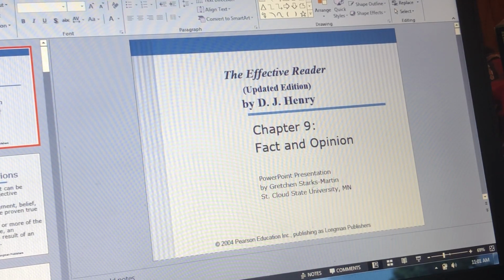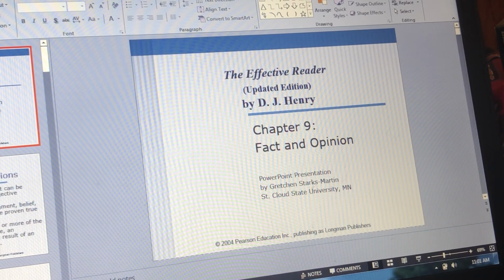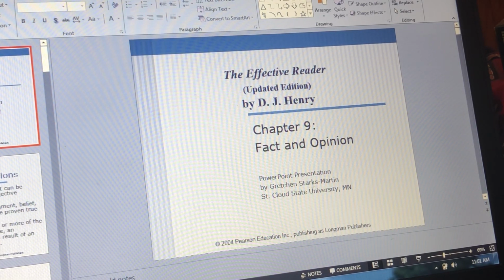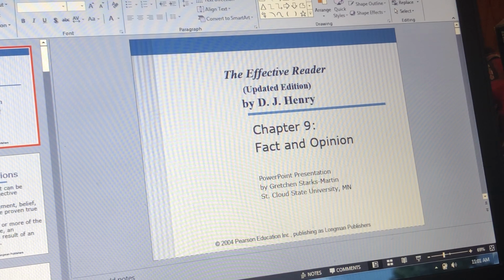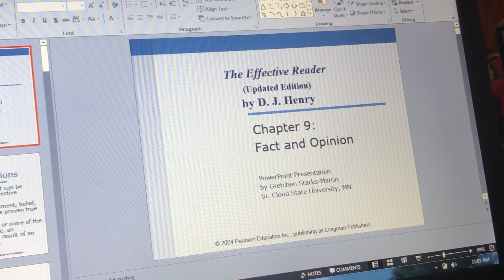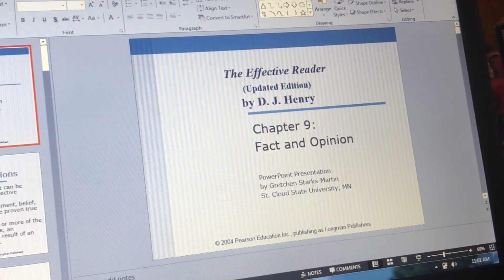Okay, guys, in addition to peer review today, we're gonna do a little reading talk on fact and opinion. Guys, this one is so important, all right? We've talked about the reading basics. We've talked about being an active reader, but this one, especially nowadays, cuts so close to home.